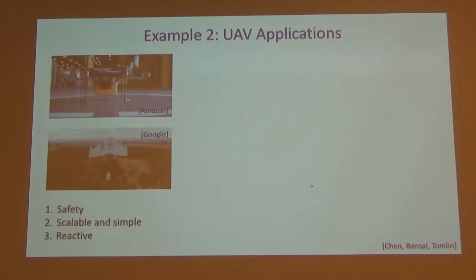Here also, we care about a controller which is safe, meaning that when these UAVs are flying together, they should not collide with each other or the buildings. The controller should be scalable, because these UAVs would fly in thousands and thousands of numbers, and we want to make sure that the controller that we are designing is scalable to such large autonomous systems. Finally, it should be reactive. It should be able to counteract the disturbances like wind when they're flying.